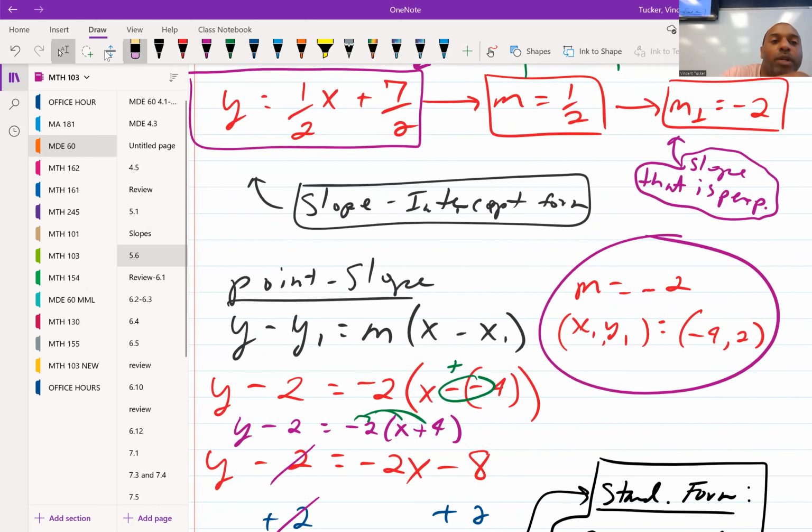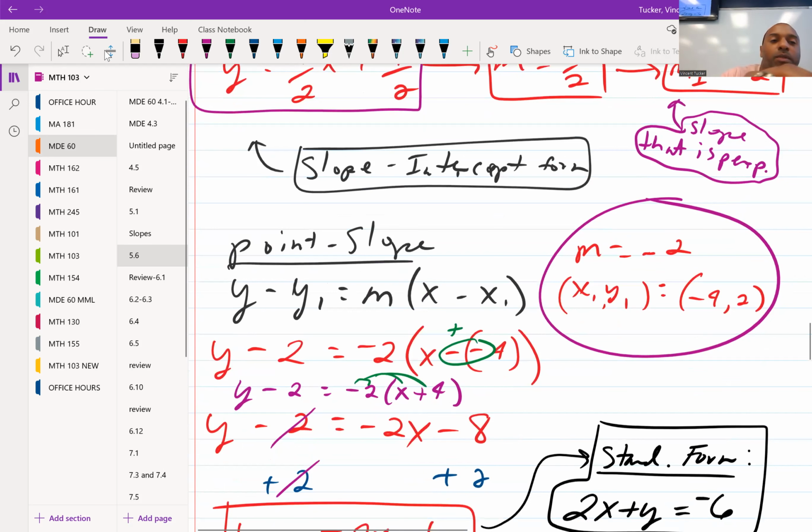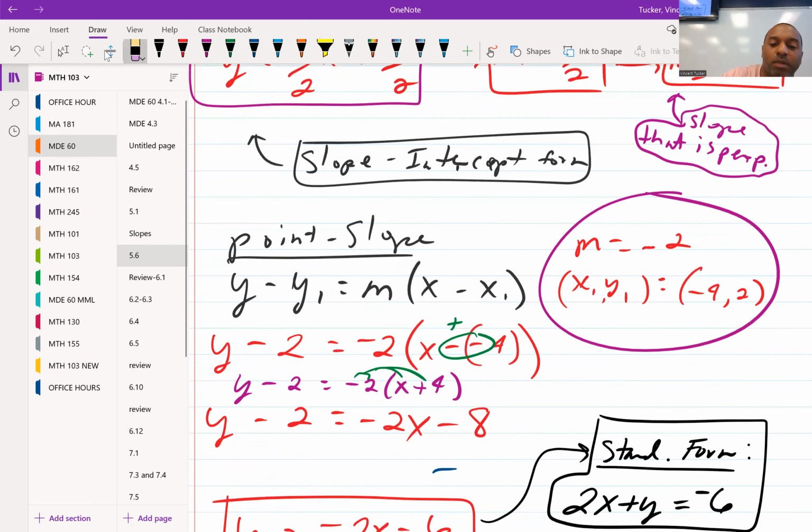And plug in accordingly. So that is 2 for y1, -2 for your m, -4 for x1. Don't forget negative turns positive, so that's going to be -2 times the quantity of x plus 4. Distribute -2. And that'll be y minus 2 equal to -2x minus 8.